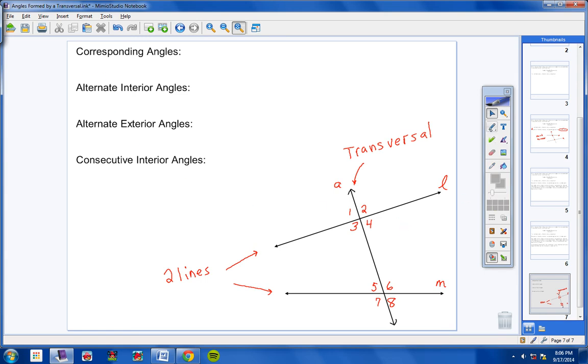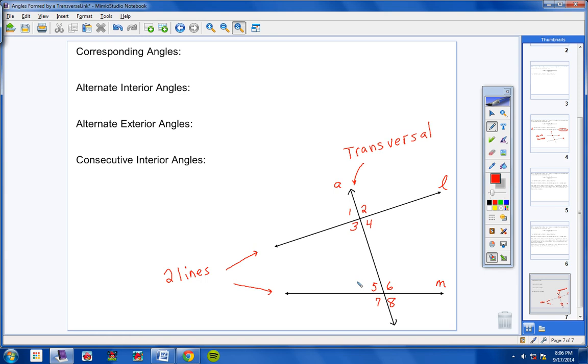All right, now let's go ahead and take a look at corresponding angles. Remember, students, please don't forget this. All of these different types of angles here come in pairs of 2. So let's start off with corresponding angles. It's very important in your notes that you make note line A is the transversal and line L and M are the 2 lines that are being intersected. It's so important that you see that.